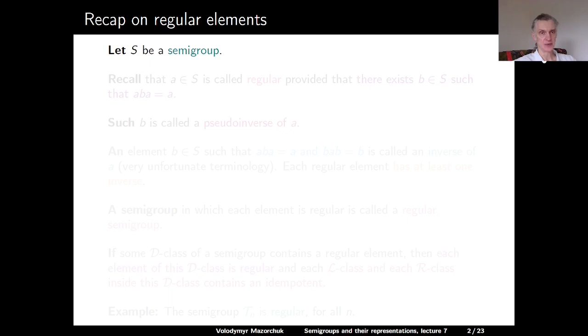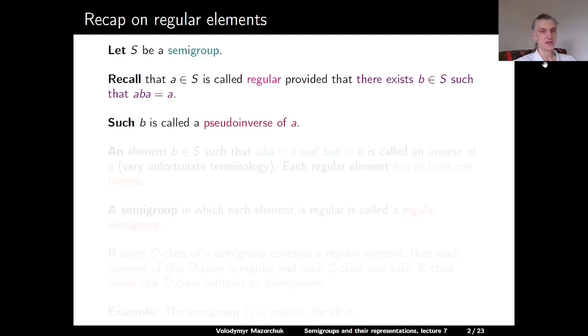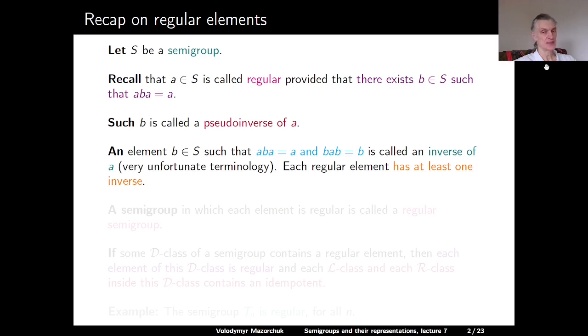Let S be a semigroup. Recall that an element A in S is called regular, provided that there is an element B in S such that ABA is equal to A. Such an element B is usually called a pseudo-inverse of A. An element B in S such that ABA is equal to A and BAB is equal to B is called an inverse of A. Note that this is a very unfortunate terminology, and each regular element has at least one inverse.